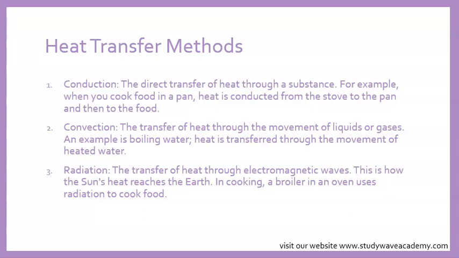Imagine cooking as a scientific adventure where we apply heat to modify and enhance the properties of food. Let's think about how we cook these foods. There are three ways we transfer heat when cooking. Conduction: the direct transfer of heat through a substance. For example, when you're cooking food in a pan, heat is conducted from the stove to the pan and then to the food. Do you understand that?